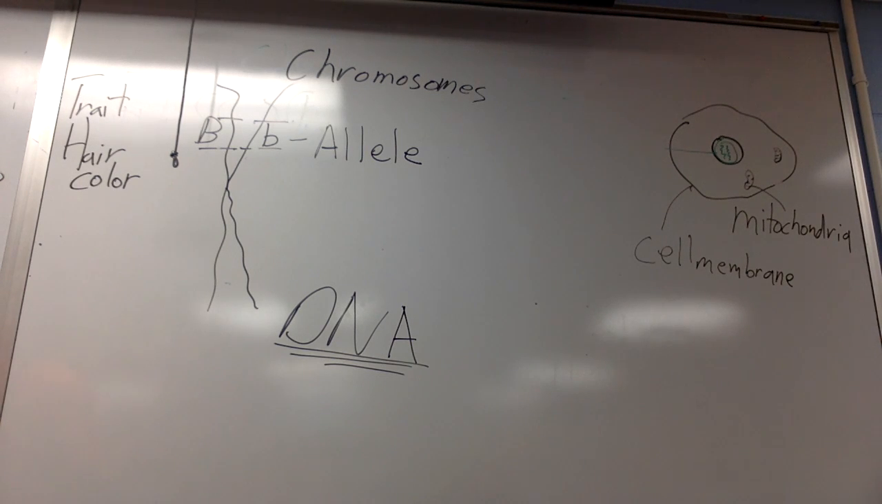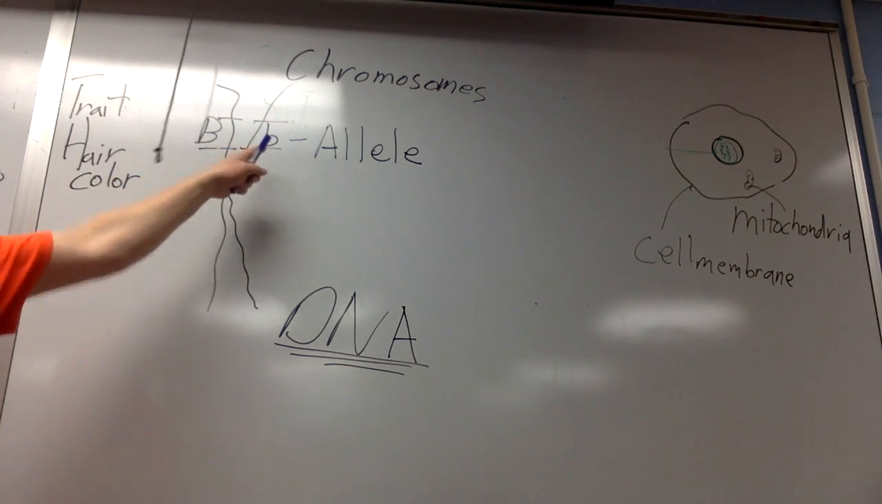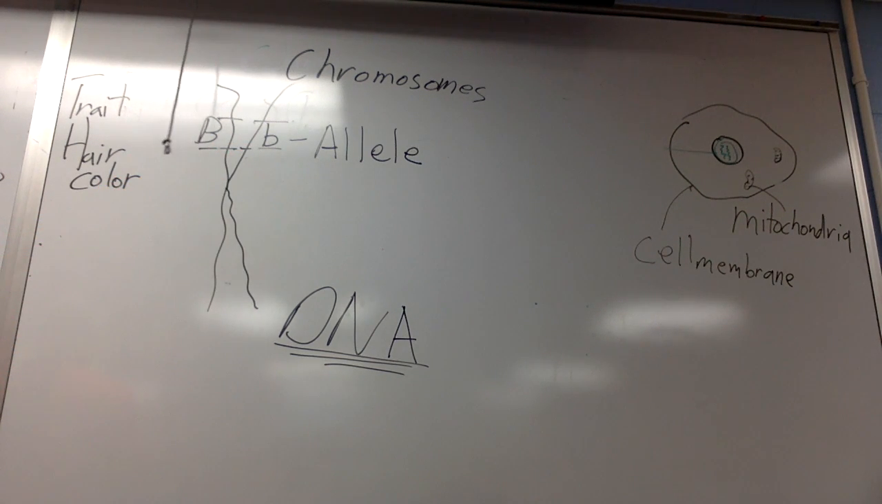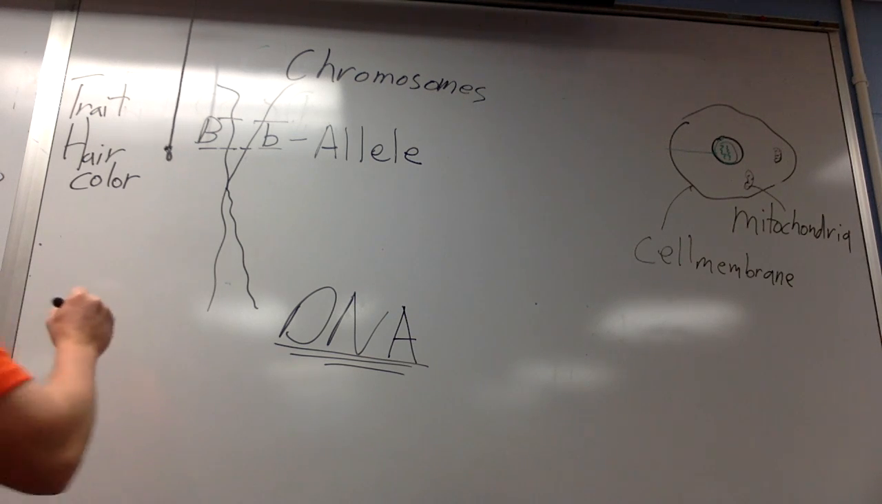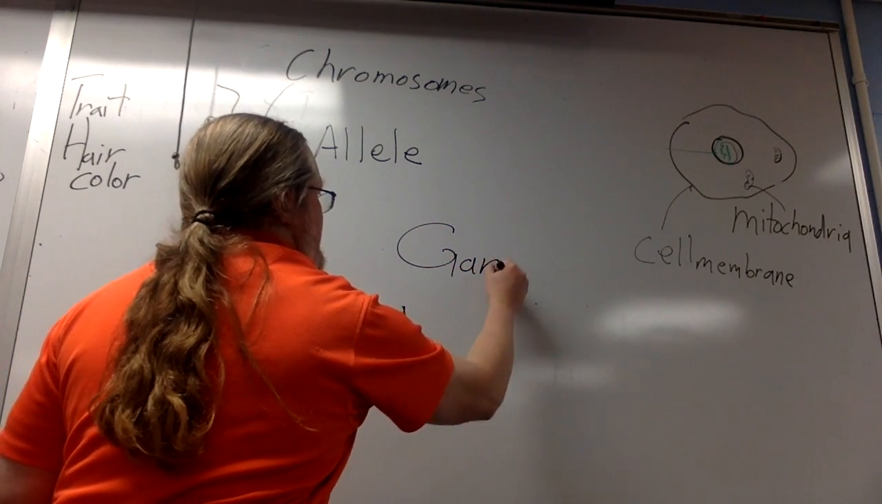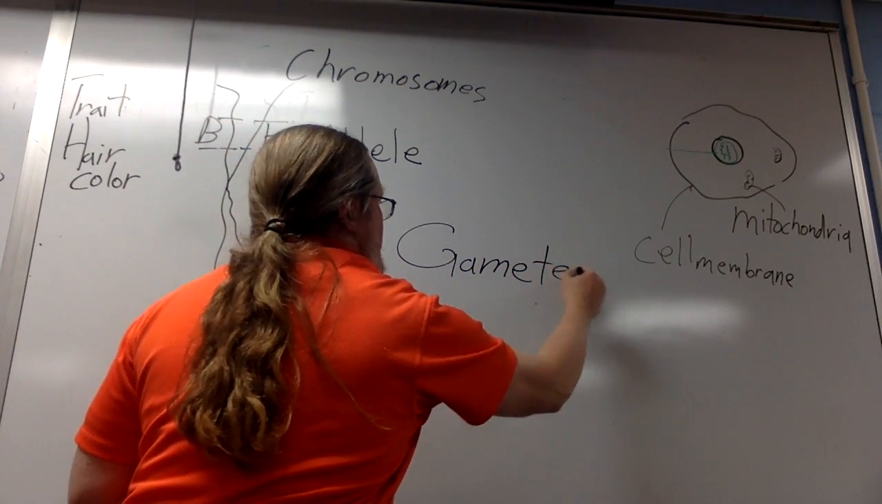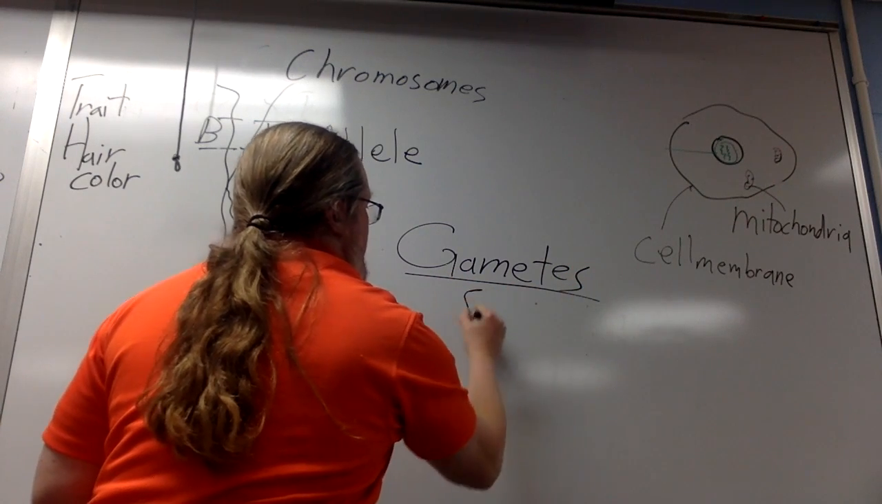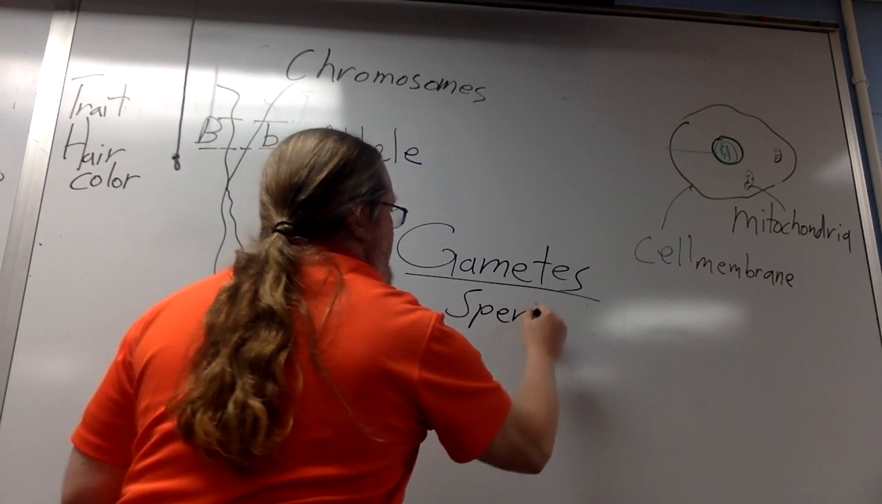When a sexually reproducing organism is preparing to mate, the alleles will go into special cells called gametes. And we're talking sperms and eggs here.